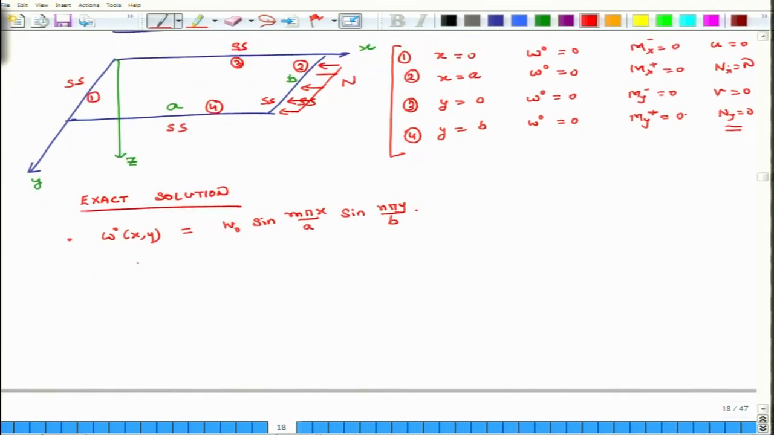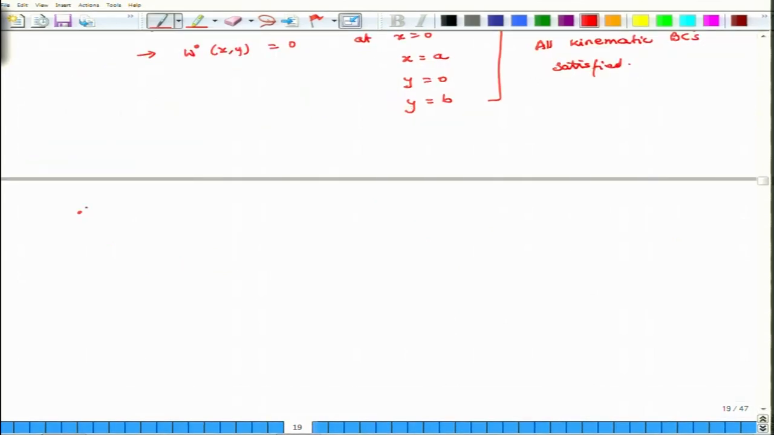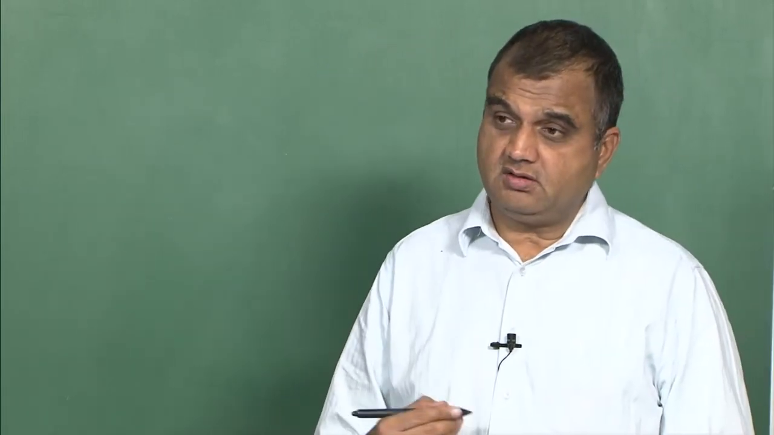So, when we check this, w naught x y is equal to 0 at x is equal to 0, x is equal to a, y is equal to 0 and y is equal to b. So, all kinematic BCs are satisfied. The next thing is Mx and My. Mx should be 0 on x is equal to a and x is equal to 0, and My should be 0 on y is equal to 0 and y is equal to b.